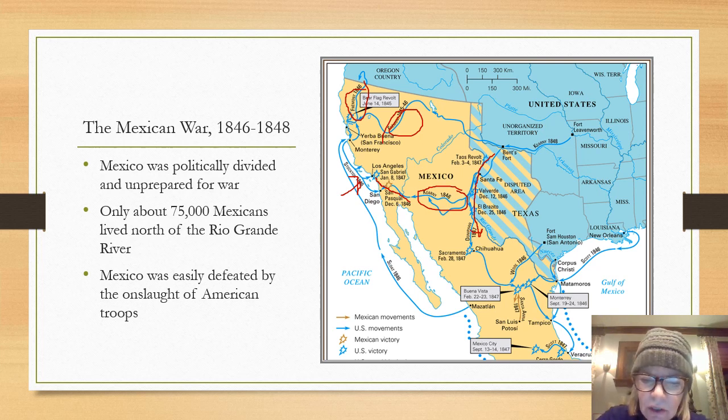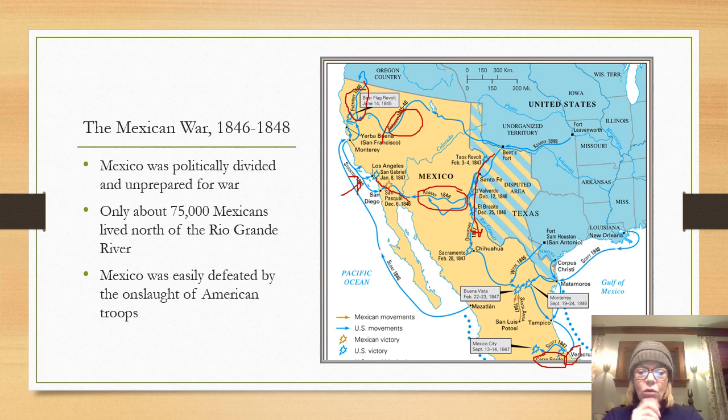Your book doesn't mention them. But then General Winfield Scott comes in here at Veracruz, and then he pushes over into this location to Mexico City, where he requires their surrender. You can't see it, but at the very bottom right here, I want you to notice this is a place called Cerro Gordo. So just keep that in mind.